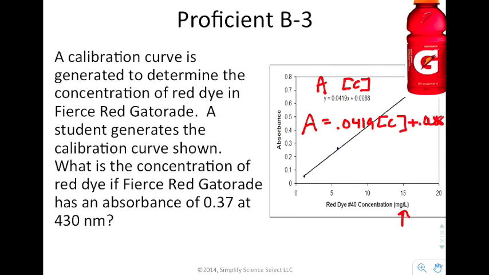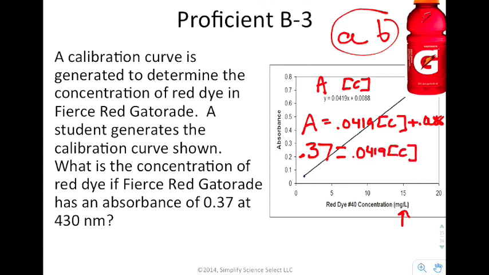This right here is a standardized curve. Built into the slope are the absorptivity and the path length together because it's consistent for this entire investigation. So I can just use this equation. I can say I have an absorbance of 0.37. I have 0.0419. The concentration that I have is what I'm trying to solve for. And then finally you have this plus 0.0088. Left out a 0.